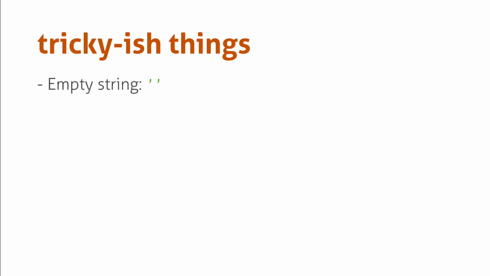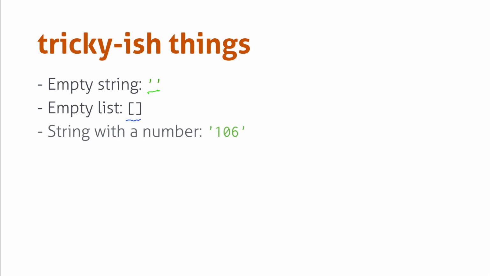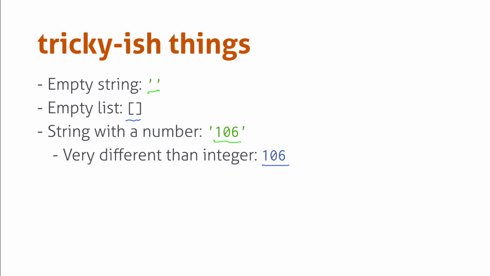Sometimes sequences can look strange, but it's important to understand how the Python interpreter will see them. To Python, this is just an empty string. It's still a string, it just so happens to have 0 items in it. This is an empty list. Again, still a list, it just happens to have 0 items in it. And to Python, this string 106 is very different from the integer 106 because this is a string, whereas this is an integer.